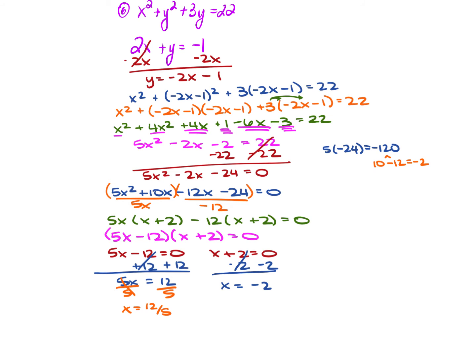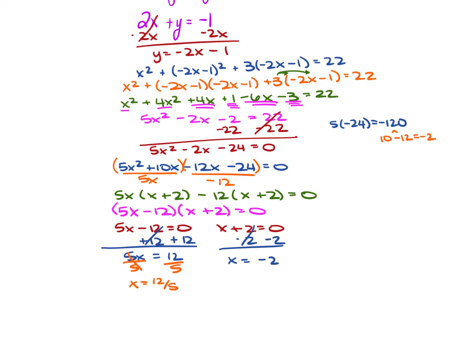Now we need to find what y is equal to, so plug in what x is for both of these. We said that y is negative 2x minus 1, so this is going to be y is equal to negative 2 times 12 over 5 minus 1, as well as y is equal to negative 2 times negative 2 minus 1. That negative 2 times negative 2 minus 1 is a lot easier, so I'm going to do that first. It's going to give us 4 minus 1, which is 3.